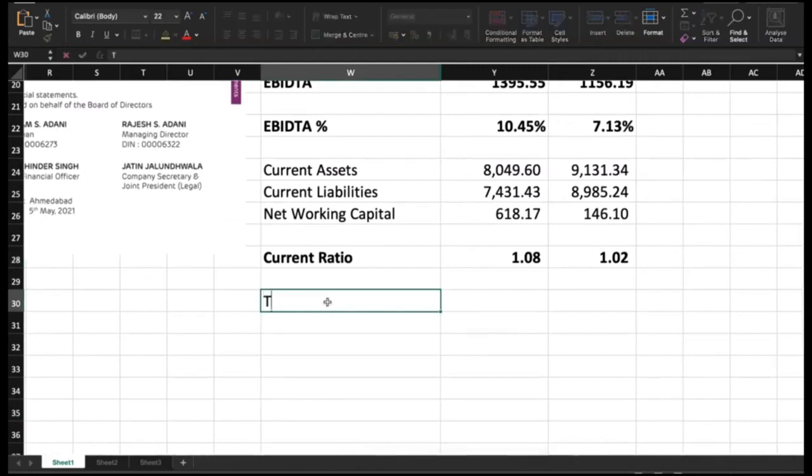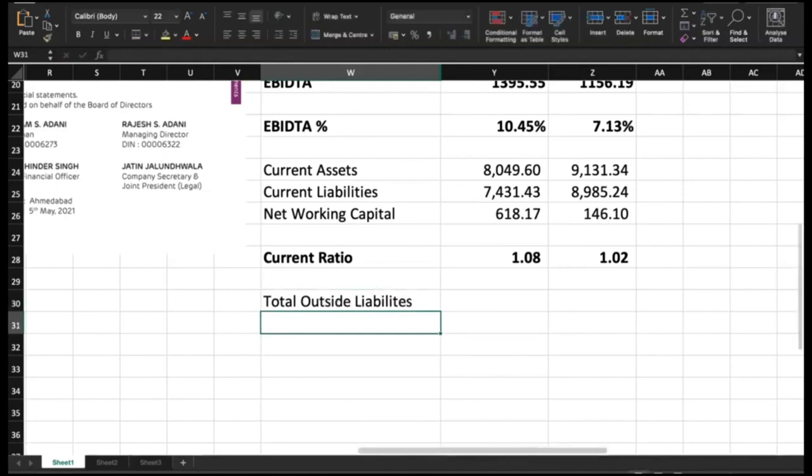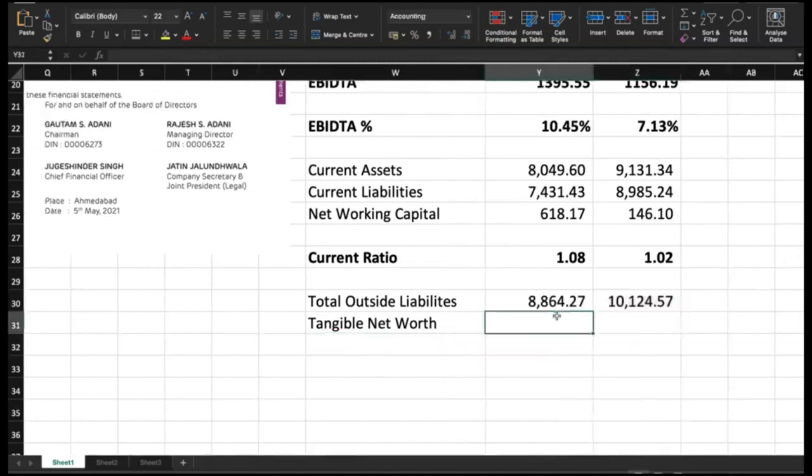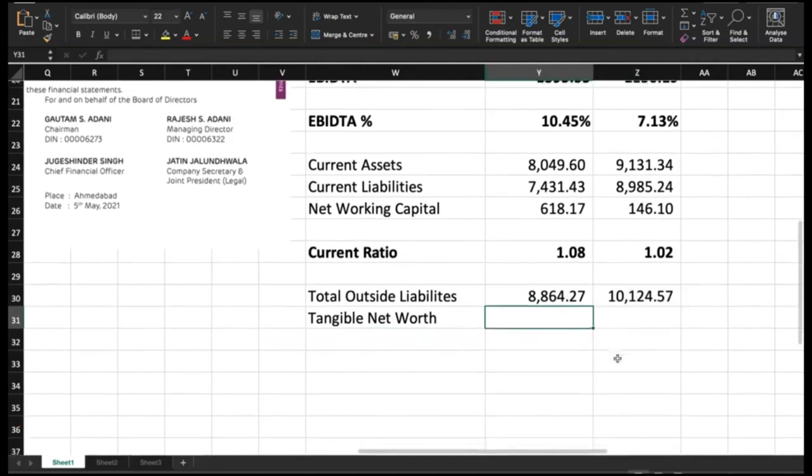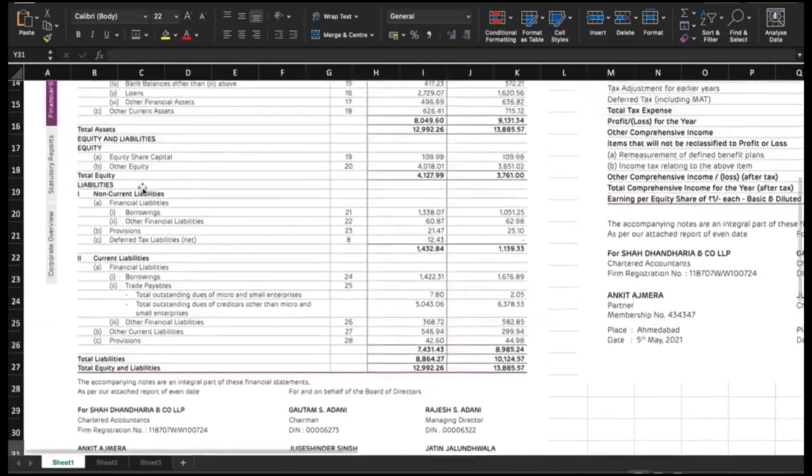you have to capture the total outside liabilities, then compare that with tangible net worth. So when we say tangible net worth, automatically it excludes intangible assets. So let's capture the total outside liabilities now. So I have captured total outside liabilities. Next, we should find out what is their tangible net worth. Here we have the equity as 4127.99 and 3761.00.